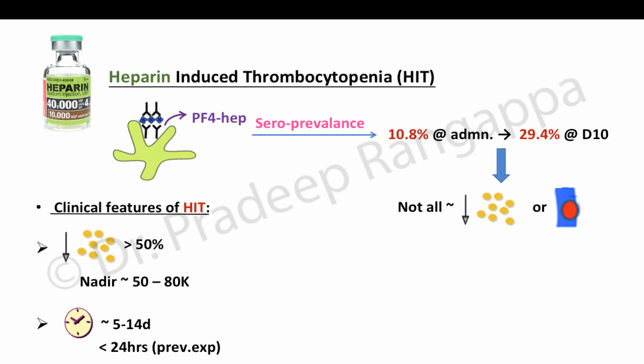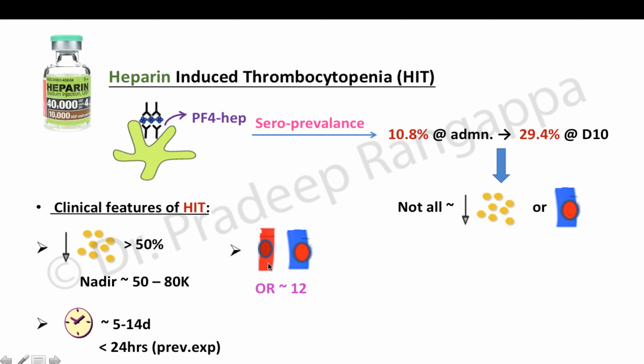So more than 50% drop, or when platelet count comes down to around 50 to 80,000, or when you see platelets dropping in this time frame of 5 to 14 days. If it is happening in less than 24 hours, then you have to suspect previous exposure to heparin. So why is this important?